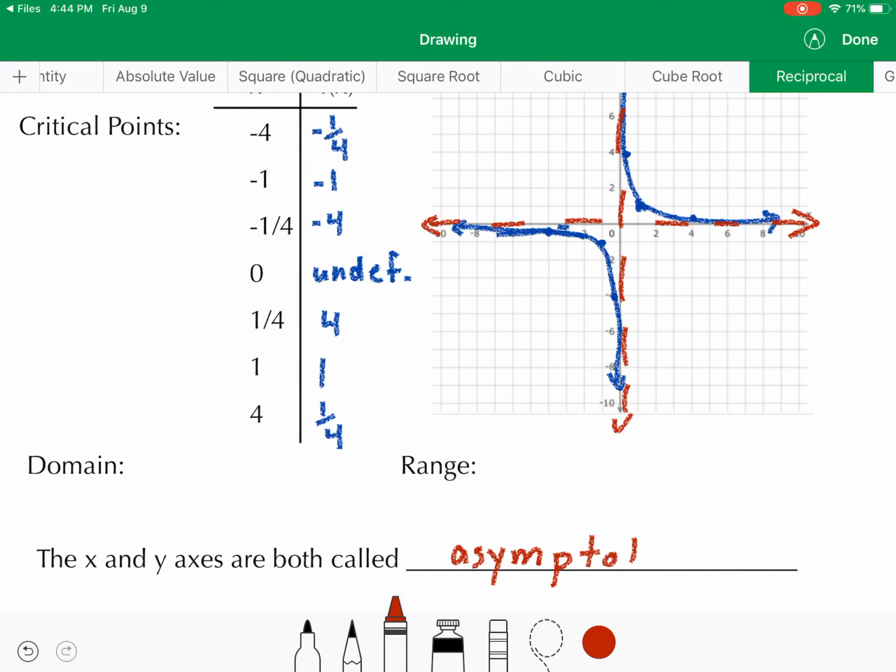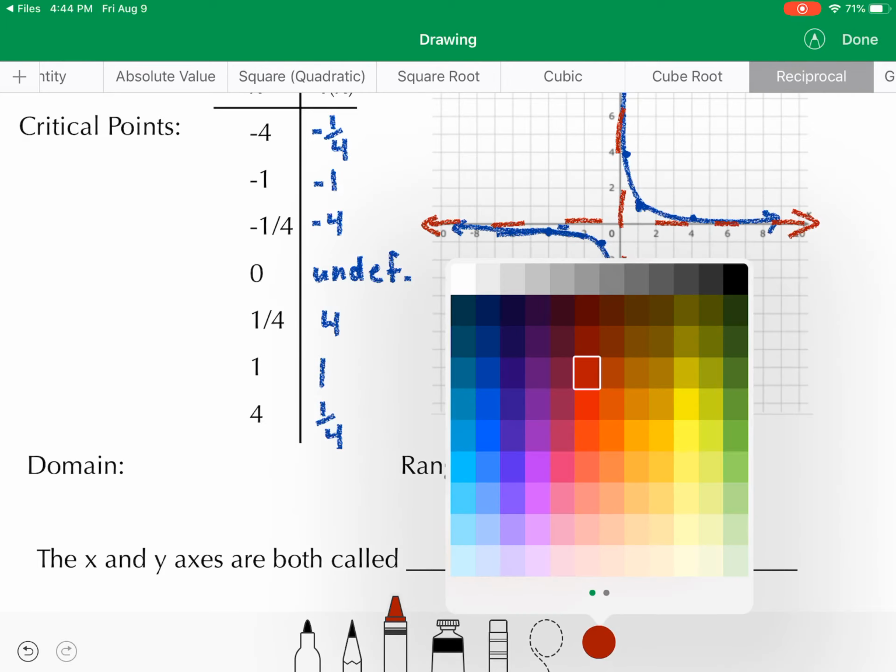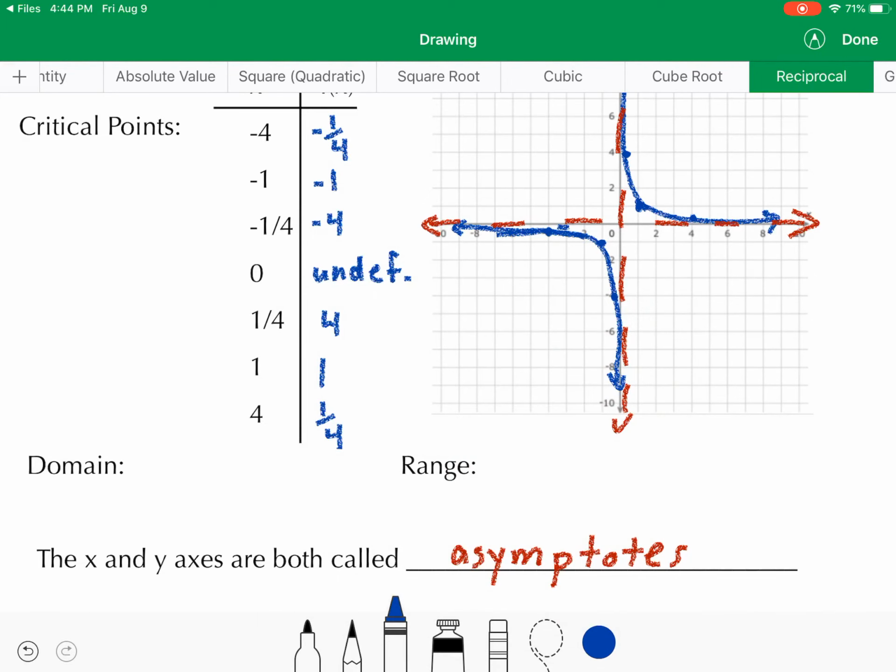You might have heard that before from Algebra 2. Asymptotes are lines that your curve approaches but never actually touches. They get infinitely close, but they never actually touch. Based on that, we can say domain x cannot equal 0. That's negative infinity to 0, union 0 to infinity, and it would be the same for the range.